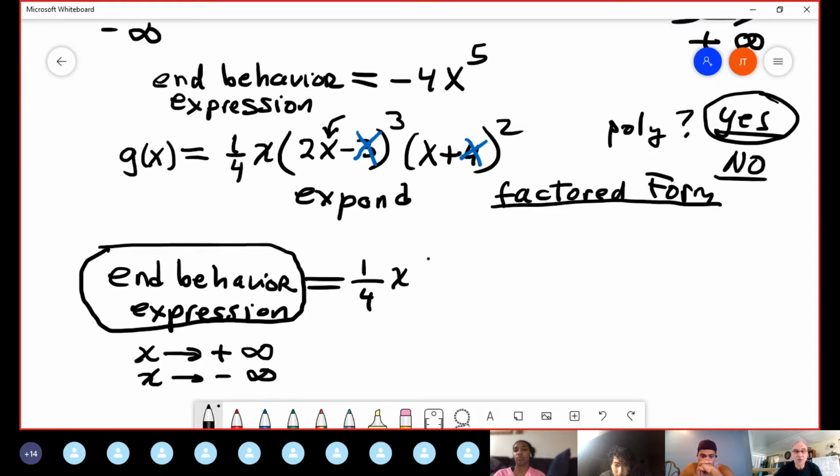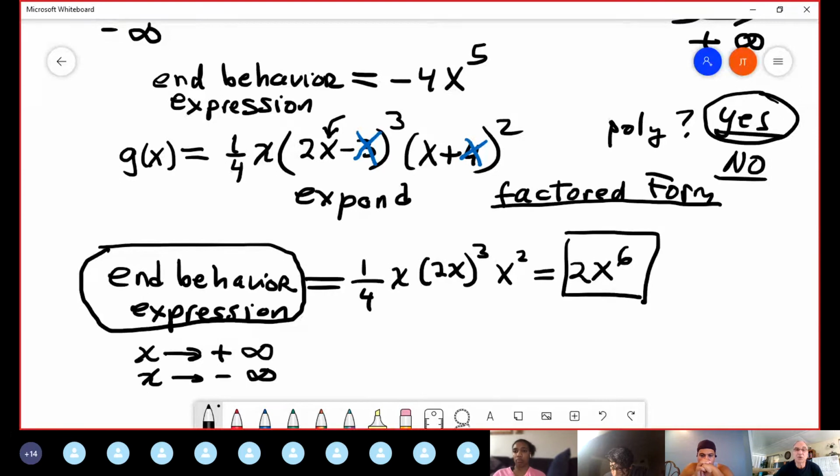So my expression looks like this: 2x cubed and x squared, correct? You delete this mentally according to the end behavior. Now let me simplify a little bit. 2 to the cubic power is 8, divided by 4 is 2, and we have 1, 3, and 2. This is 5, 6. Do you see the end behavior expression? This is the answer.